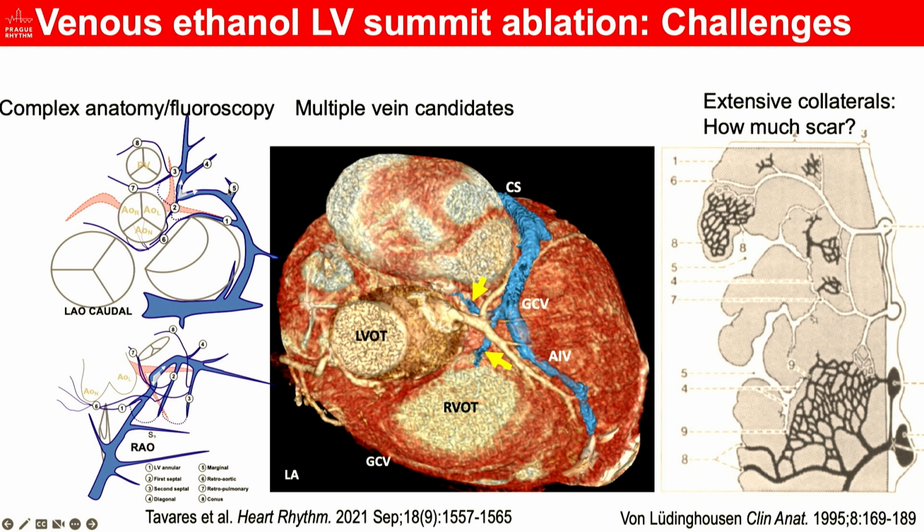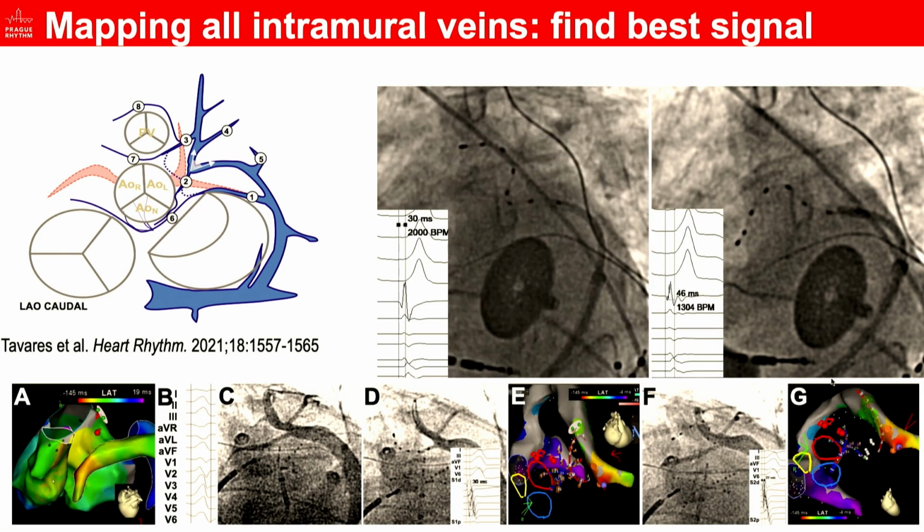When it comes to delivering alcohol, we also need to be cognizant of the extensive collateral circulation that exists between coronary veins. The collaterals are both epicardial, as shown here, which would be pre-capillary collaterals, and you want those to be closed because the alcohol will shunt from one vein to another, and then there are post-capillary collaterals. So let me just show you how this is done in an easy way.